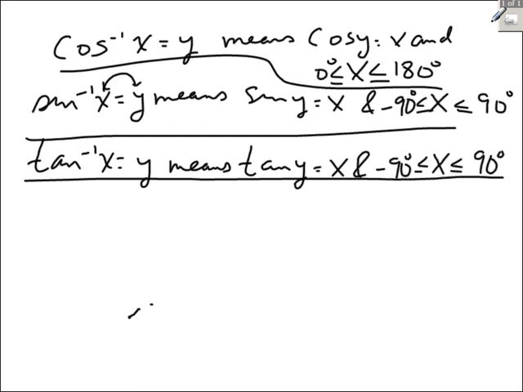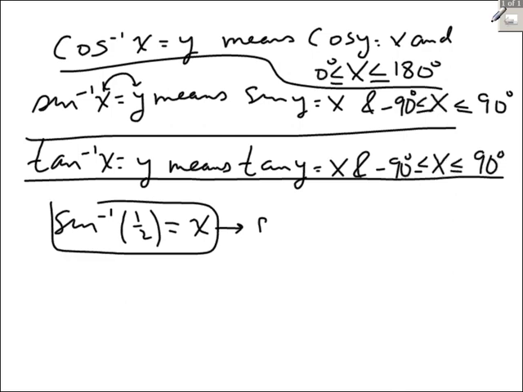So, the first set of problems is to find the exact value of the following. What is sine inverse of a half? Well, personally, I would call it something. I would call it x. So, this here means the sine of x is equal to a half, and x must be between -90 and +90 degrees.